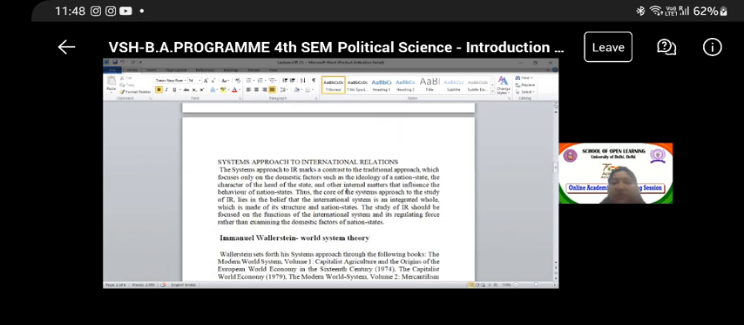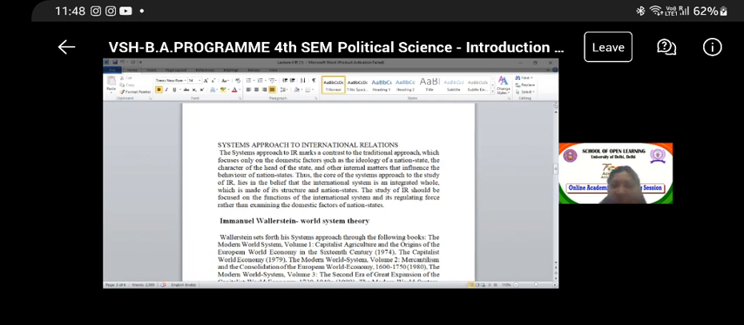Now, systems approach to international relations. Systems approach to international relations marks a contrast to the traditional approach. Traditional approach means the realist or the idealist or the neo-realist, which focus on only the domestic factors, such as the ideology of the nation state. For them, the state was most important, and they were viewing everything from the perspective of their own state. Okay, so the character of the head of the state and the other internal matters that influence the behavior of the nation states. Everything revolving around nation states was important so far.